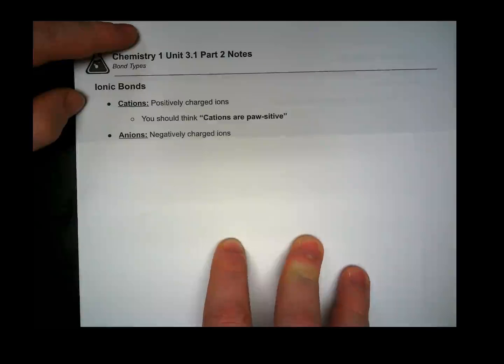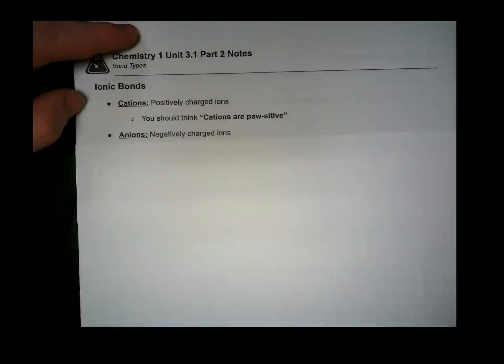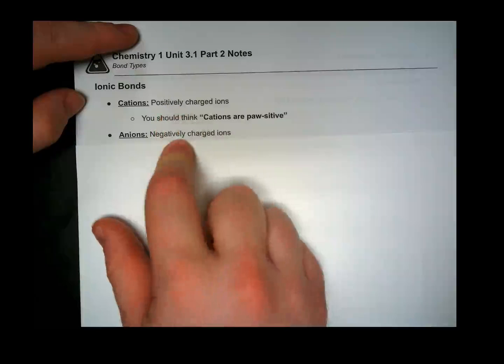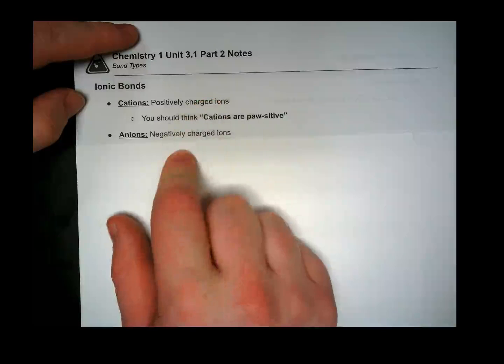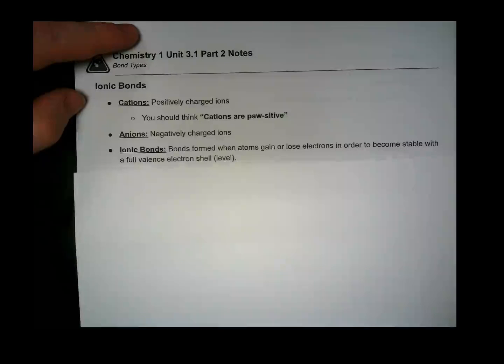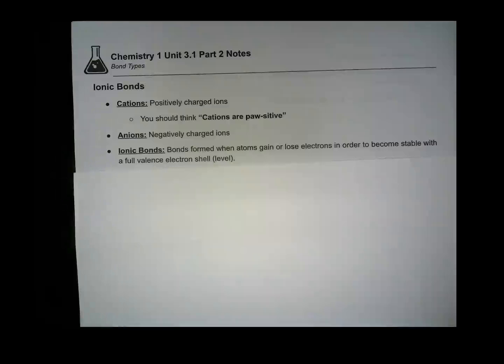But anyway, you've got cations and anions. Cations are positive. Anions are negatively charged ions. Remember, ions are just atoms that have lost or gained electrons. If they've lost electrons, they're going to be positively charged ions. If they've gained electrons, they're going to be negatively charged ions, because remember, electrons are negatively charged particles. So if you gain more, you're going to have a negative charge. If you lose them, you're going to have a positive charge. And we have to know that because we have to know what an ionic bond is.